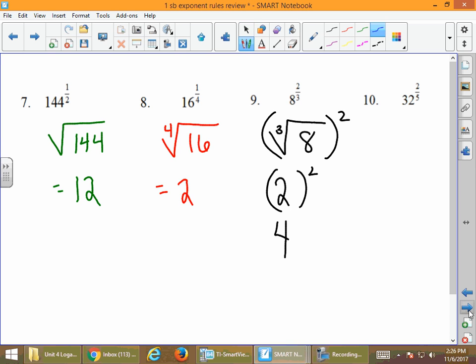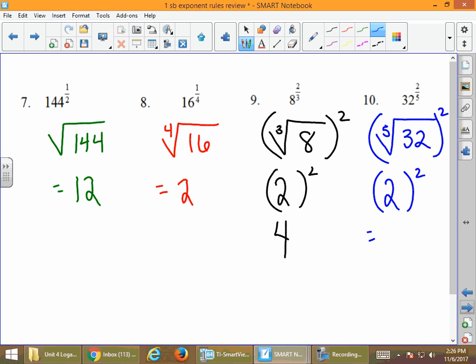And finally, 32 to the 2/5. Base is the radicand. Denominator goes in the check mark part of the radical. 5th root of 32. What number times itself 5 times gives you 32? I got stuck on the number 2 there. The 5th root of 32 is 2, and then when we square it, we get 4 again.